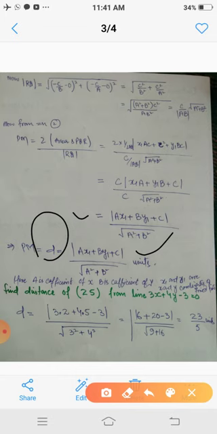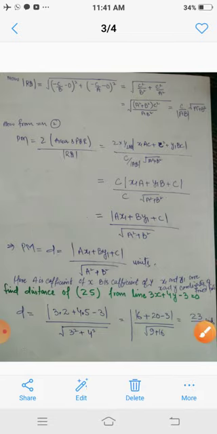So this is the required distance. Now here, for example, find the distance between (2, 5) and the line 3x + 4y - 3 = 0. So simply put x1 = 2, y1 = 5, substituting in this. Here a = 3, the coefficient of x, b = 4, the coefficient of y. Substituting in here, we simply get 23 upon 5.